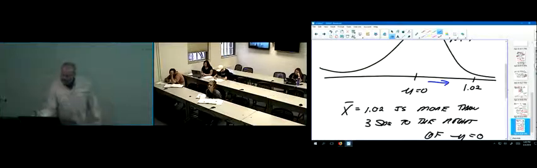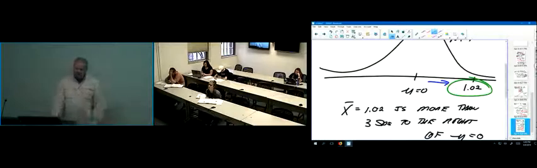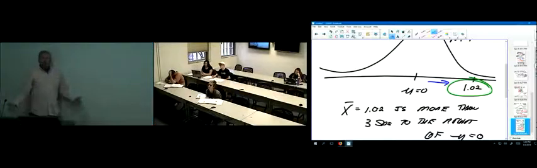Anything to the right of 0 is where the cola is going to lose sweetness. Because did this value actually happen? Damn straight, they had 10 taste testers. I got an X bar of 1.02. It actually happened. But if mu is equal to 0, it's so unlikely to happen, something's got to be wrong. And the only thing that can be wrong is that the sampling distribution is not centered at 0. It's centered at something greater than 0. If it's centered at something greater than 0, then 1.02 is not so far out the tail.